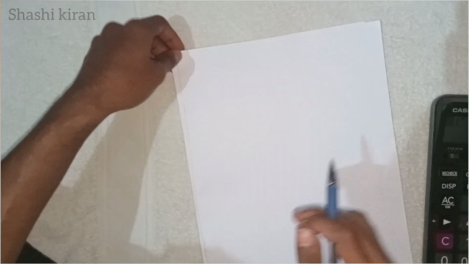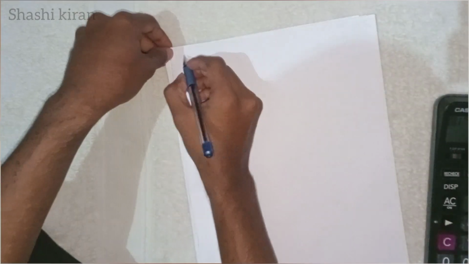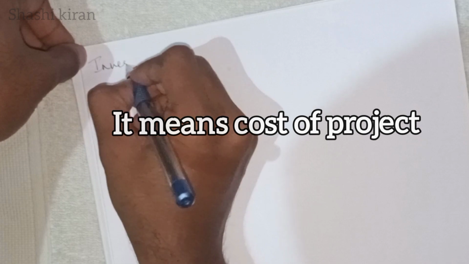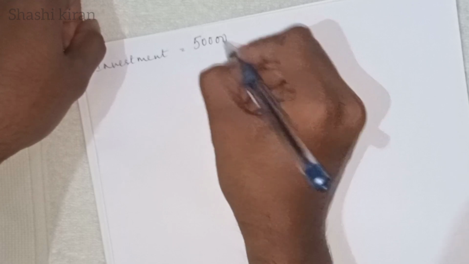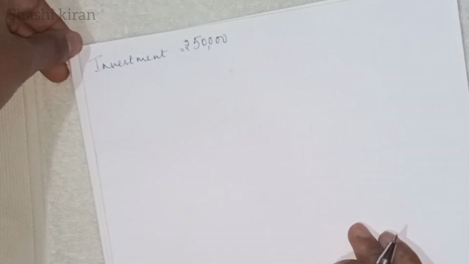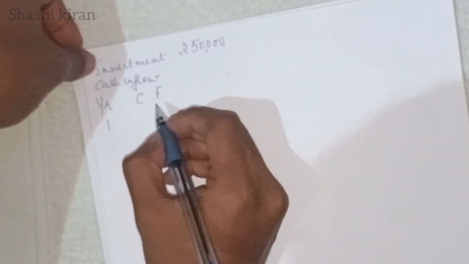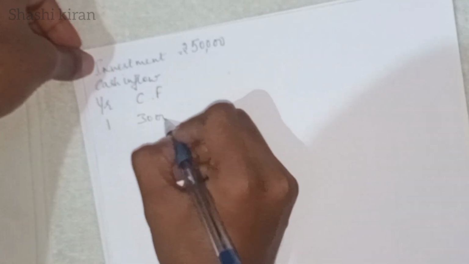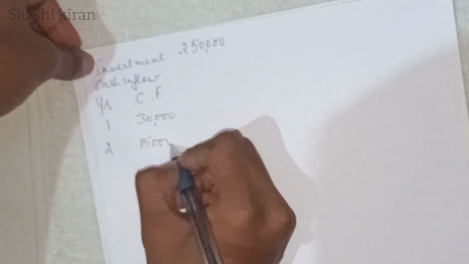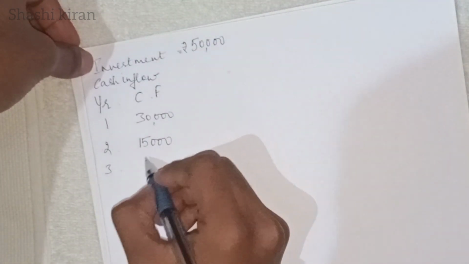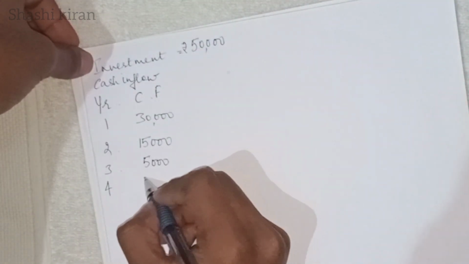Let us take an example. You are going to invest around 50,000 in a project. If you invest 50,000, in return you will be earning some cash inflow. Let us assume the cash inflow for year 1 is rupees 30,000. At year 2 you will be earning 15,000. At year 3 around 5,000. At year 4 around 25,000. So these are the cash inflows you will be receiving from your investment.